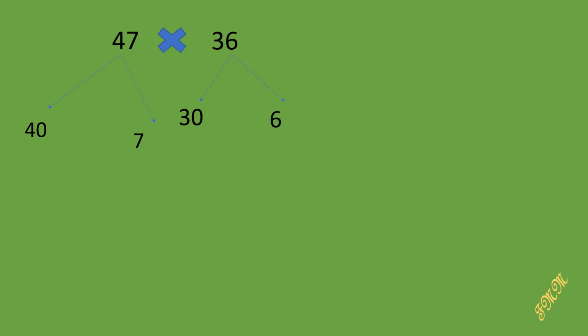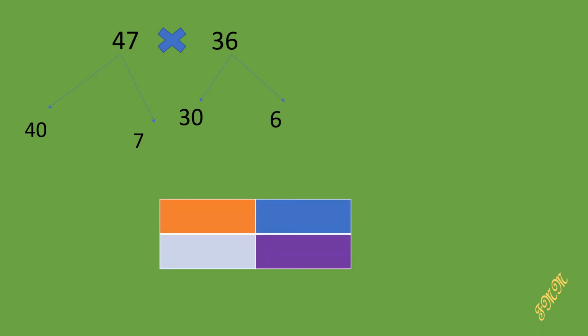So I take a grid of 4 boxes. See, I've got a grid of 4 boxes. On this grid, on the top, I'm going to put 40 on top of the first box and 7 on top of the second box. I'm going to take my 30 and 6 beside this grid. First 30 beside one box and 6 beside another box.